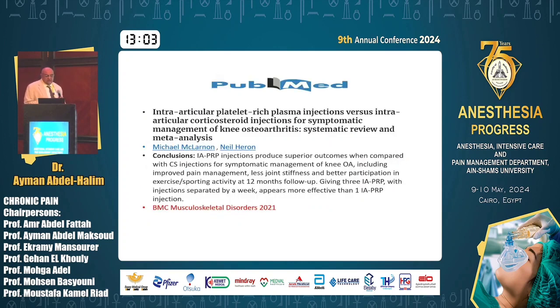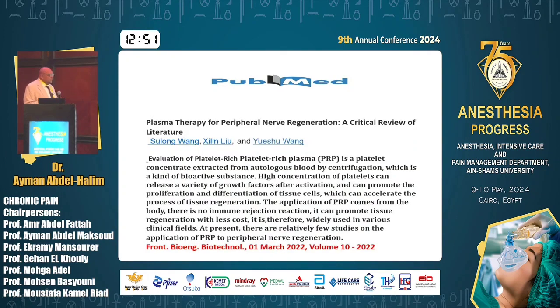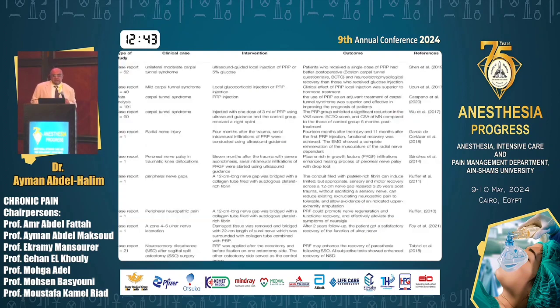Some of the articles, like PRP versus corticosteroids, PRP versus hyaluronic acid, and this one that I have a special interest in, PRP for peripheral nerve regeneration. This is a big topic, guys. And I want to show you, it's in its beginning, but I wanted you to see these case reports here that we actually can heal the nerve from injury by injecting PRP. So this is an area of research for anyone that wants to really progress in this field.